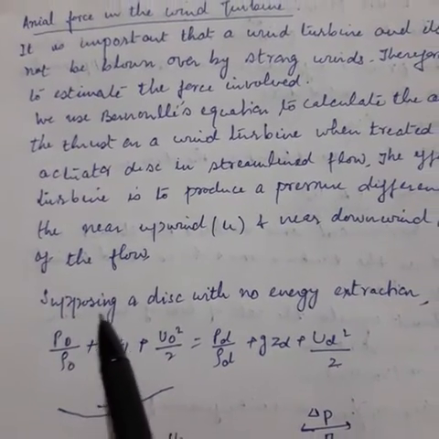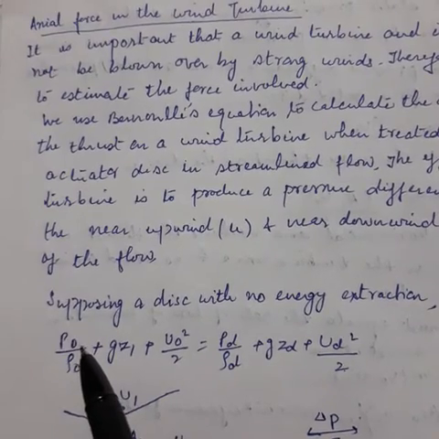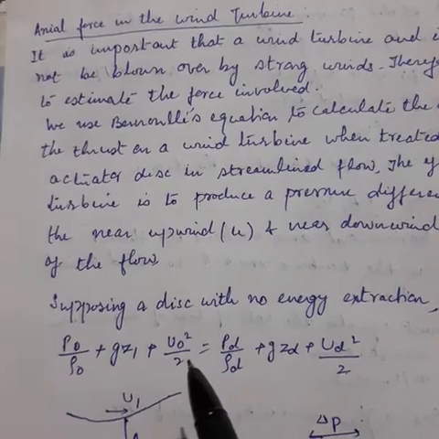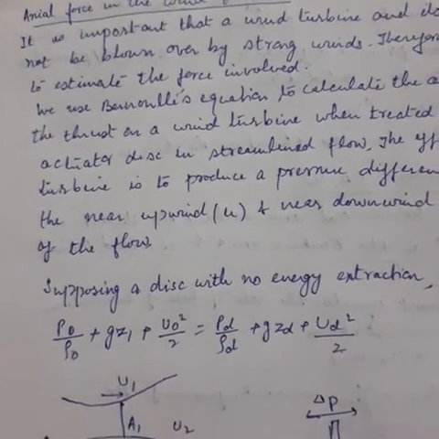By calculating the pressure of the wind, we can calculate the total axial force through the turbine. According to Bernoulli's equation, supposing a disk with no energy extraction, P naught upon rho naught plus g Z1 plus U naught square by 2 is equal to PD upon rho D plus g ZD plus UD square by 2.